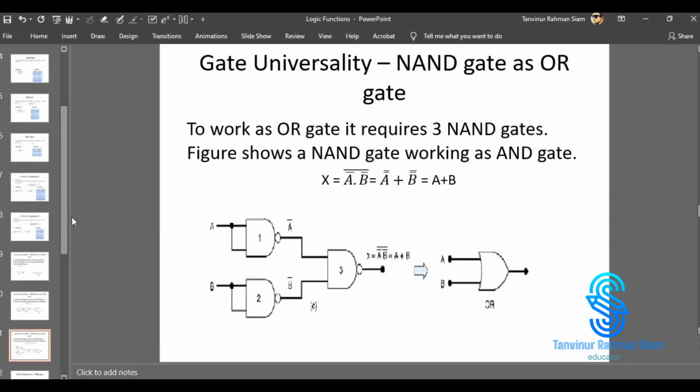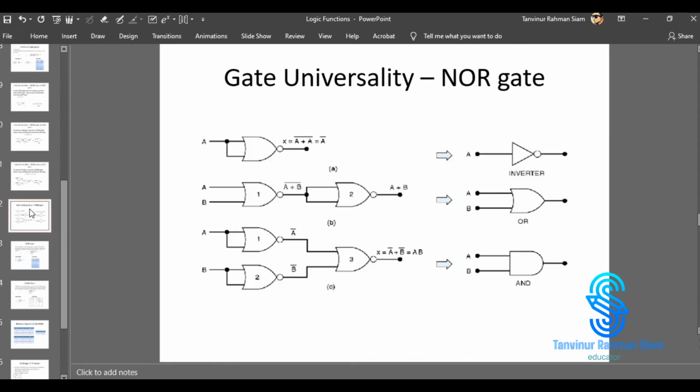After that, we will move into another slide, that is the NOR gate. So you can use it in a similar way. You can use it as an inverter, that is a NOT gate. Two NOR gates, remember, I am saying NOR, not NAND. So two NOR gates you can use as one OR gate, and three NOR gates you can use as one AND gate.